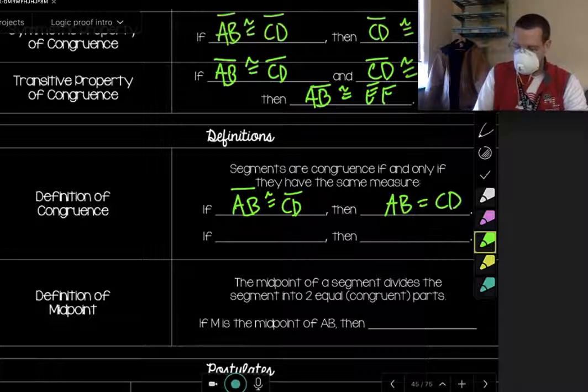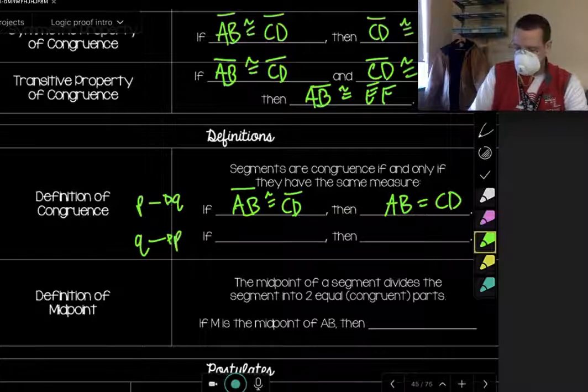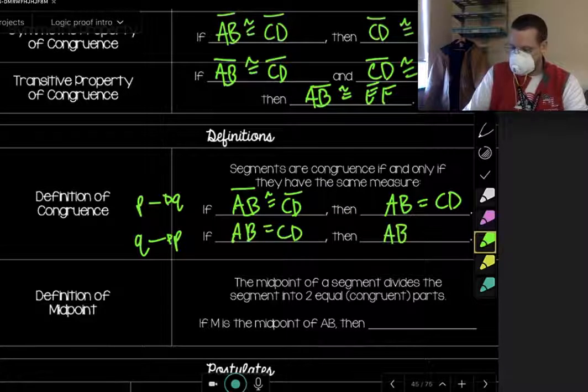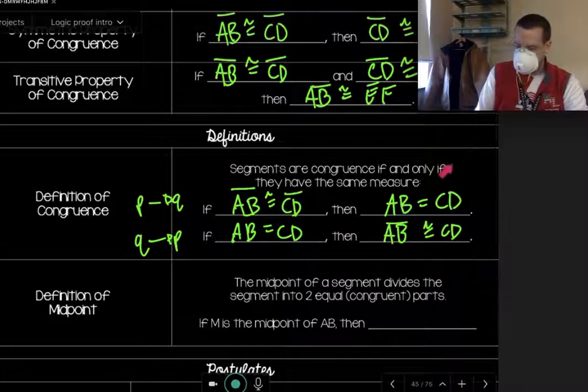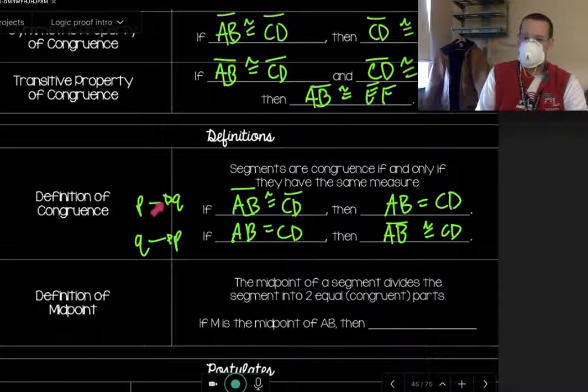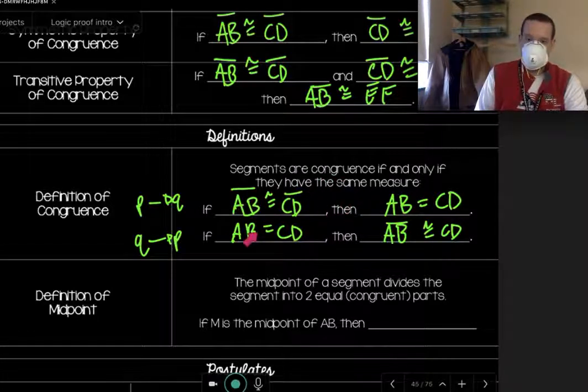So this is if P then Q, and this will be if Q then P. So we'll have if the measures are the same, then the two segments are congruent. This is the biconditional statement up here in white. This is the conditional statement, and this would be the converse. When both the converse and the conditional statement are true, it is a biconditional statement. If the segments are congruent, then their measures are equal. If the measures are equal, then they are congruent. That is the definition of congruence.